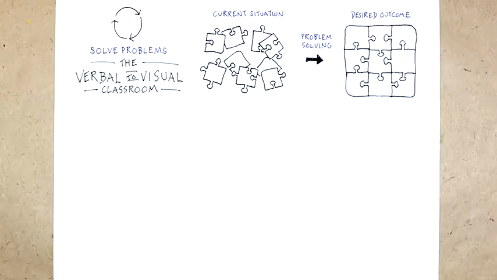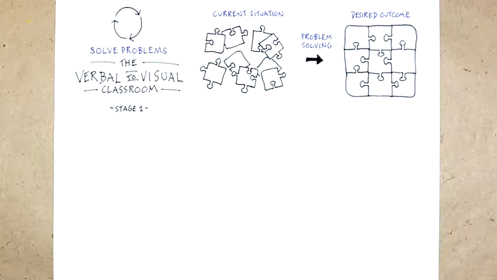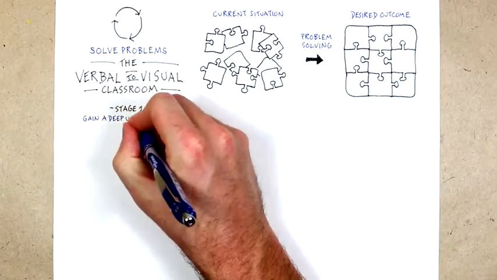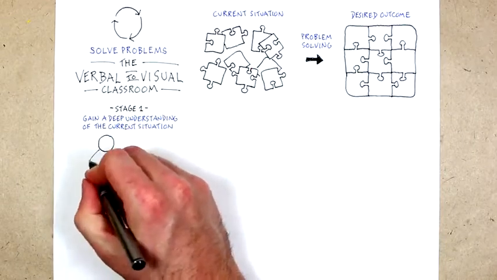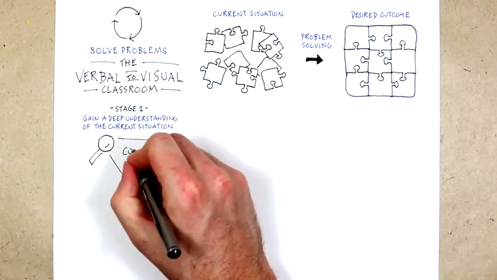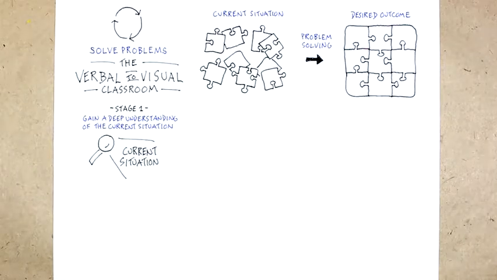That puzzle metaphor is a useful starting point in thinking about problem solving, but I think it will also be helpful to break down the process of problem solving into more distinct stages. So let's do that now. Stage 1 of the problem-solving process requires gaining a deep understanding of the current situation. If you don't have a solid grasp on what's going on right now, of the pieces that you have in front of you, then you'll be less effective at influencing those pieces in a positive way.